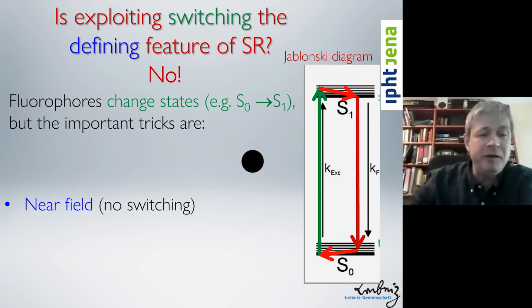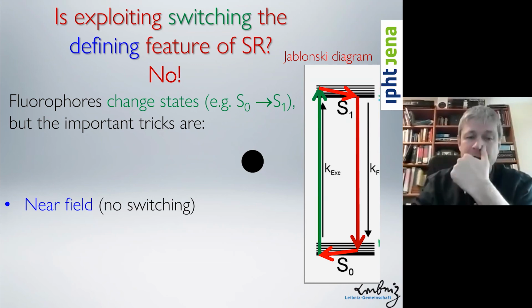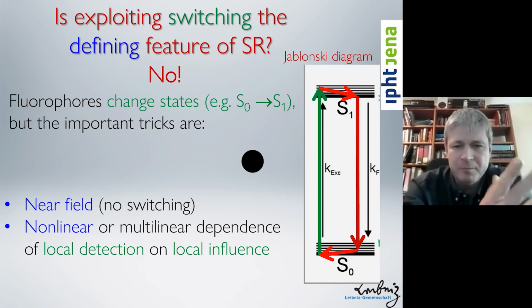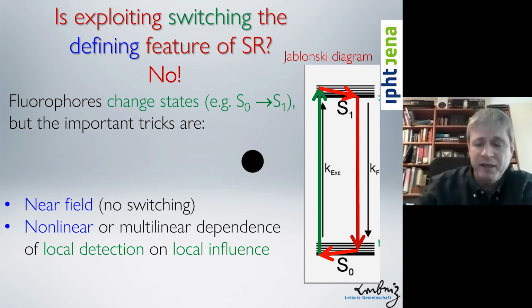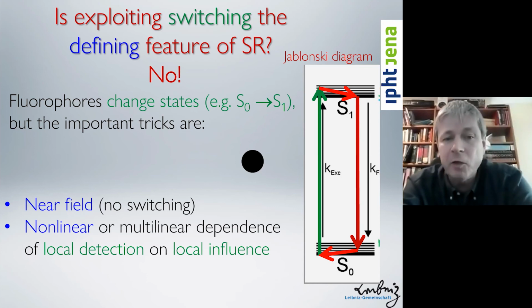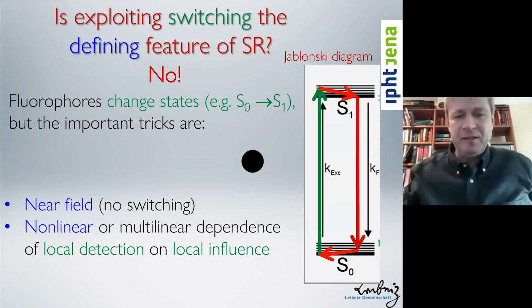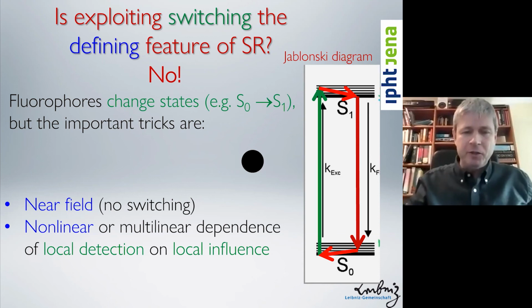In my mind, the defining features are rather things like exploiting the near field. That means you have to be really, really close to the dielectric transition from one medium to another, in which case you can use some tricks of Maxwell's equations: in addition to propagating waves, there are also non-propagating waves. Then another trick is nonlinearity. That means that this linear combination of excitation and emission as it is done in SIM can be circumvented by having a nonlinear response of your fluorophore.